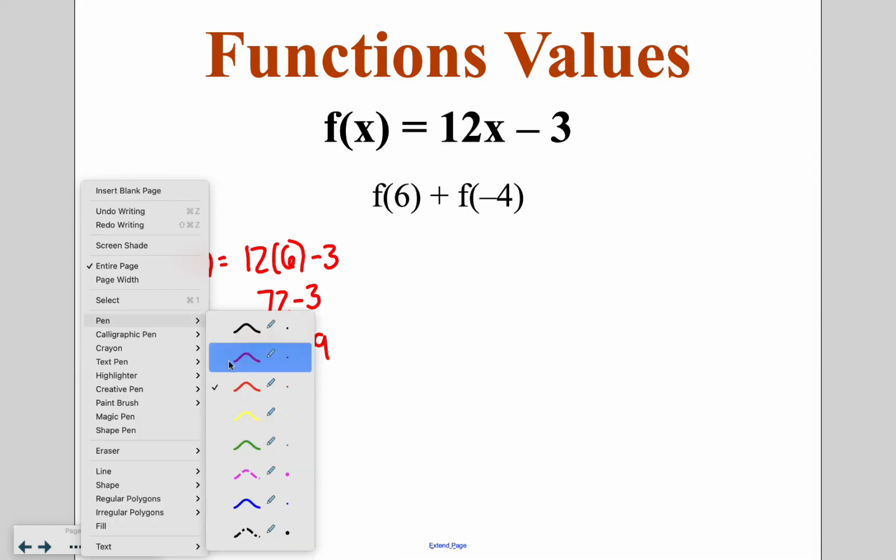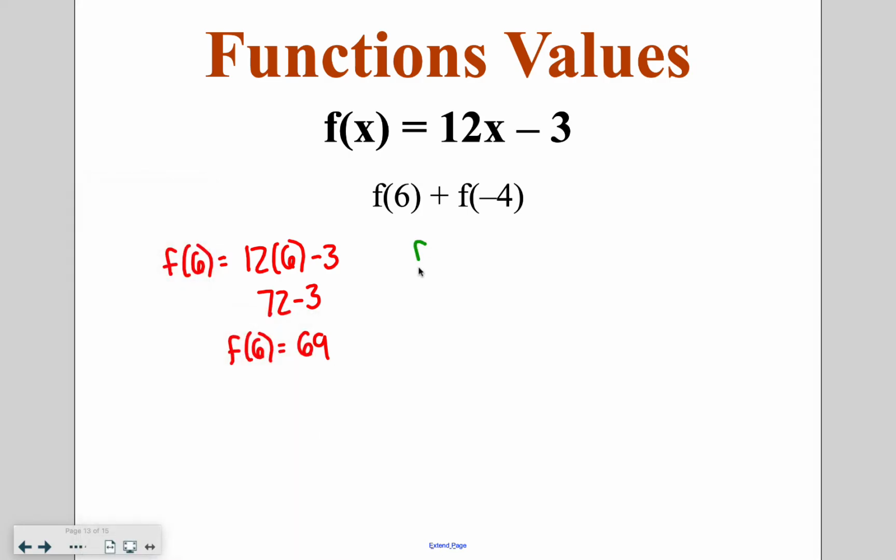Then it asks us to also solve function f plugging in negative 4. So I get 12 times negative 4 minus 3, which is negative 48 minus 3. So function f plugging in negative 4 gives us a value of negative 51.